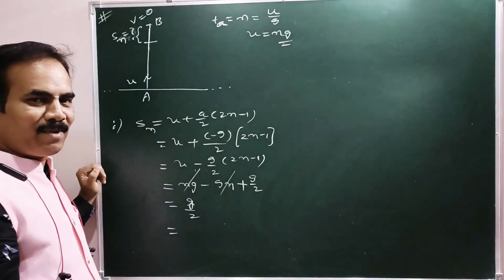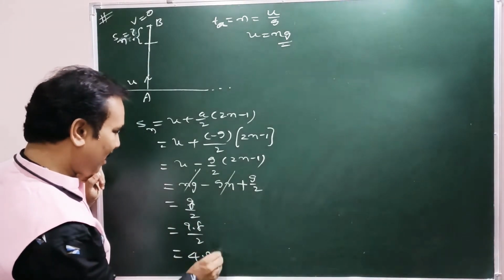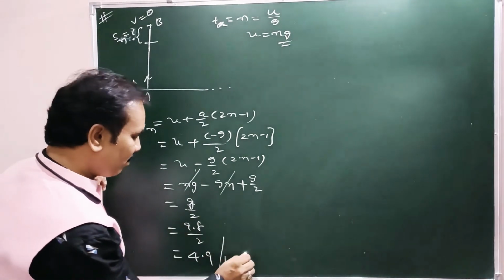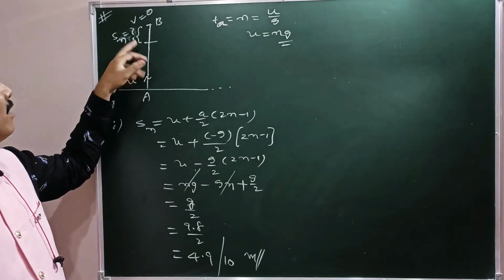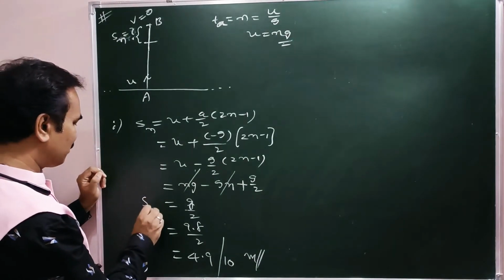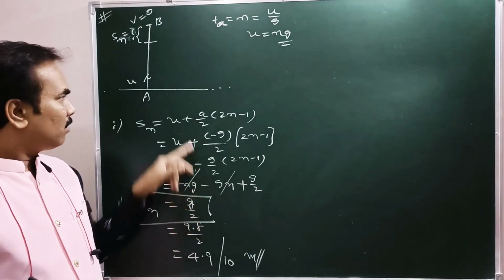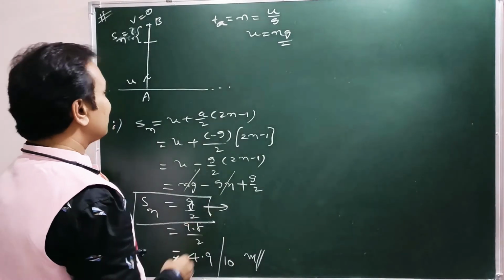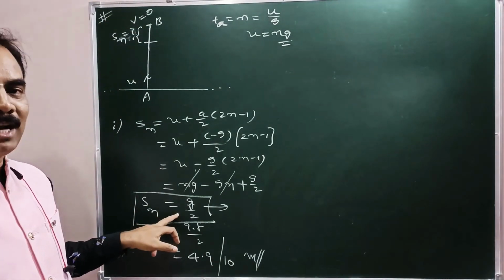g means what? Usually 9.8, otherwise 10 meters per second square. If it is 9.8 by 2, that is 4.9, or if g is 10, 10 by 2 is 5 meters. So the distance covered in the last nth second during the upward journey is independent of the velocity of projection. Why? Because Sn becomes equal to g by 2, half of the acceleration due to gravity. There is no velocity of projection involved in this expression. So Sn, the distance covered in the last second of the upward journey, is fixed, that is g by 2, independent of velocity of projection.